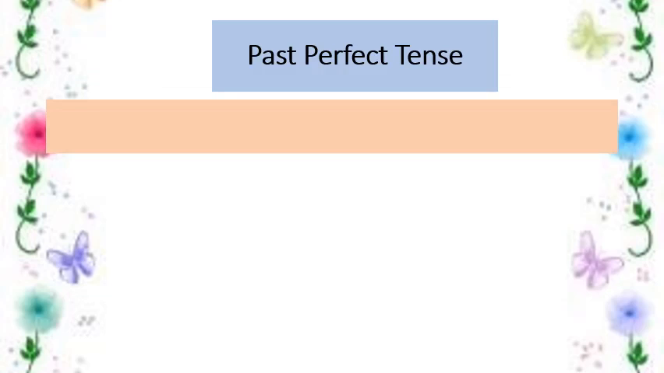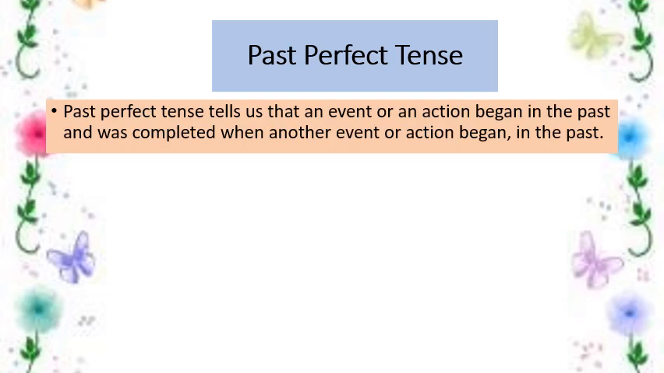First of all, let me share with you some basic information about past perfect tense. Past perfect tense tells us that an event or an action began in the past and was completed when another event or action began in the past. That means two actions happened in the past. One completed and the other started after the completion of the first action.